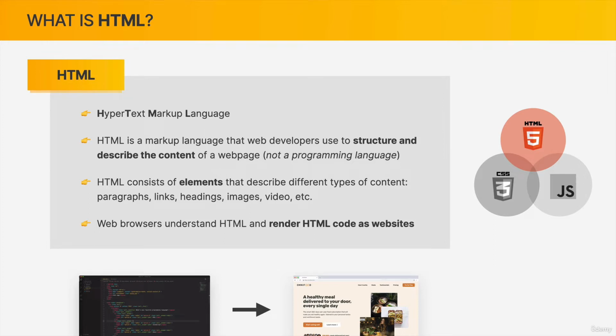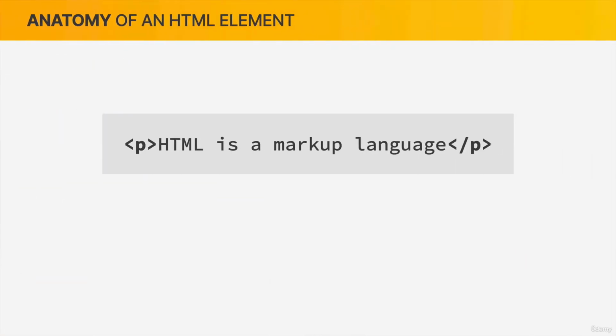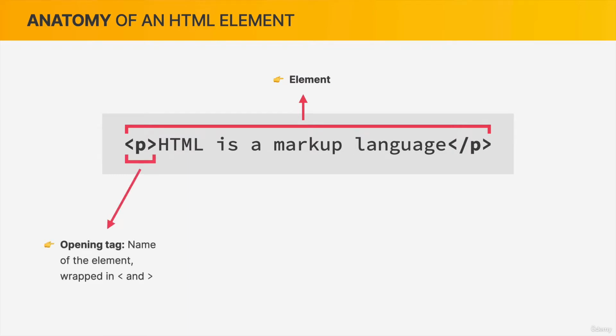But now let's just zoom in a little bit and take a look at the anatomy of an HTML element. So basically, take a look at the building blocks of each HTML element. And again, we are looking at the paragraph element here, as you can see by the P. And so all of this here is actually the element itself. Now, an HTML element is usually made up of three parts. First is the opening tag, which is the name of the element. So in this case, it's the P, wrapped in the less than and the greater than symbols.